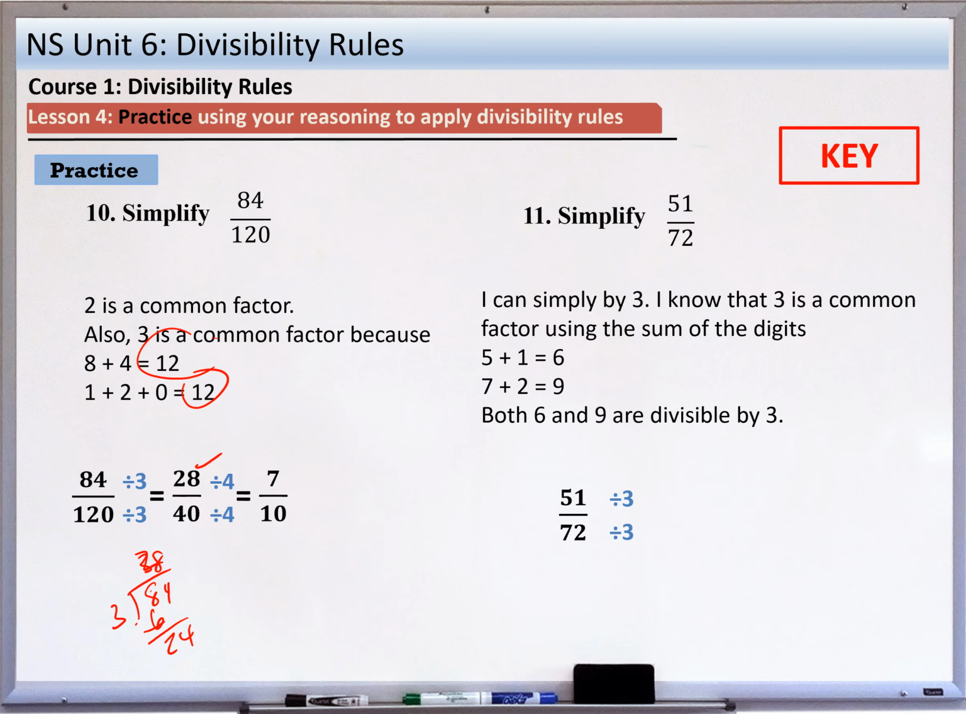All right, so here, sum of the digits says I have a 6 and a 9. I can divide both by 3. So I'm going to simplify by 3. That gives me 17/24. 17 is prime, so I'm done.